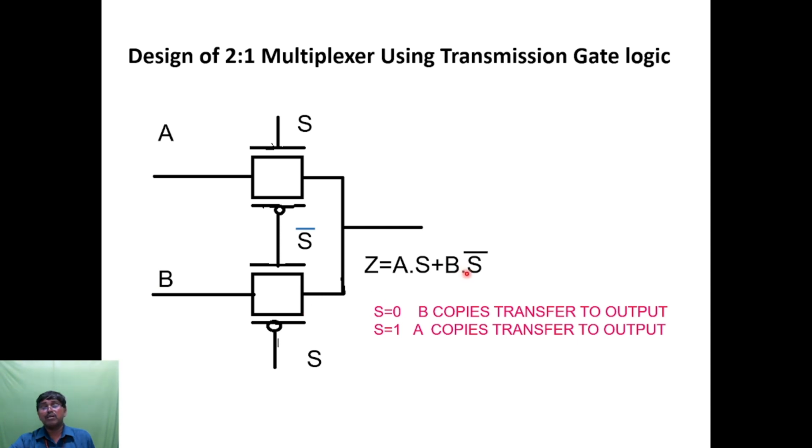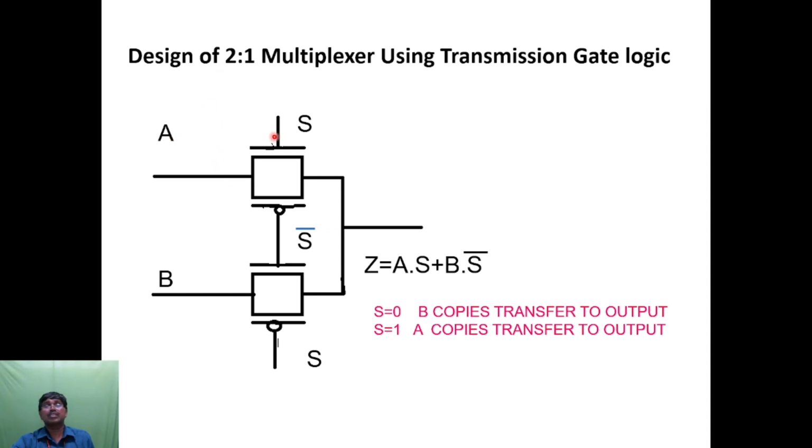That is nothing but B dot S bar. And when S is equal to 1, this NMOS will be on, and here it will be 0, so this PMOS will be on. Whatever input A is will be transferred to the output. That is why I wrote the equation Z is equal to A dot S plus B dot S bar. S is nothing but a selector input. If it is 0, B will be selected, and if it is 1, A will be selected. So by using this concept you have to design a mux.